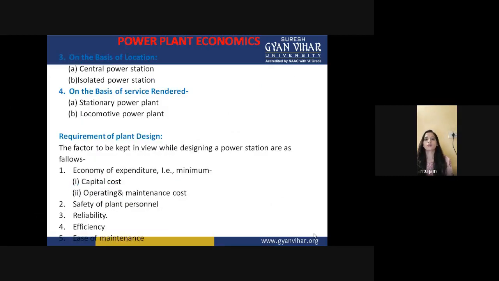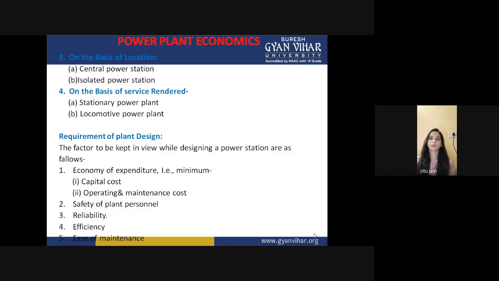Now, if we talk about the basis of location, you can divide it into two parts: one is the central power plant, and another is the isolated power plant. And on the basis of service rendered, you can divide it into stationary power plant and locomotive power plant. So these are the four categories in which we can divide the power plants.